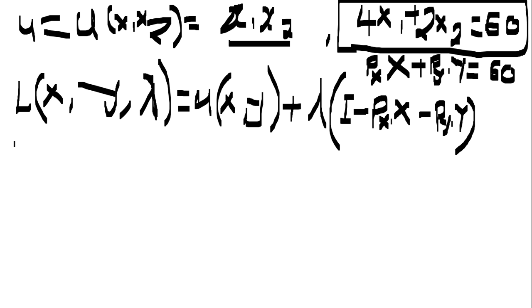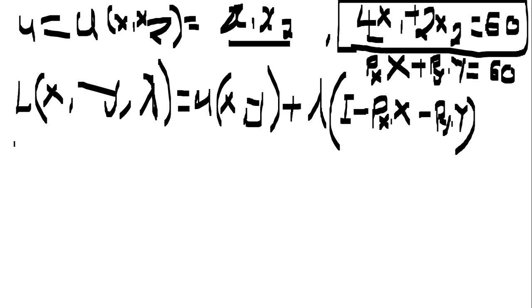Okay, so we have this function x1, x2, and then we have our constraint here, 4x1 plus 2x2 is equal to 60. So we want to maximize this. We've said that this is our Lagrangian. We've managed to set up a Lagrangian function or Lagrangian equation. So now, practically, how do we solve this function here?